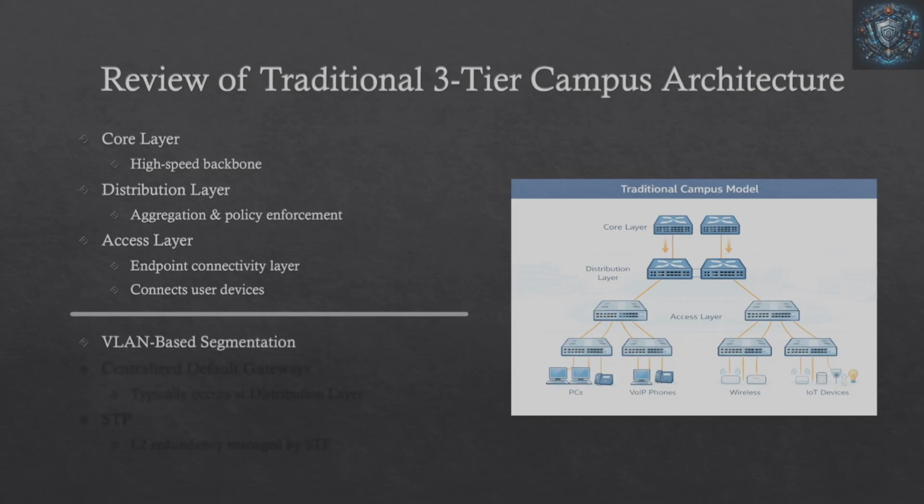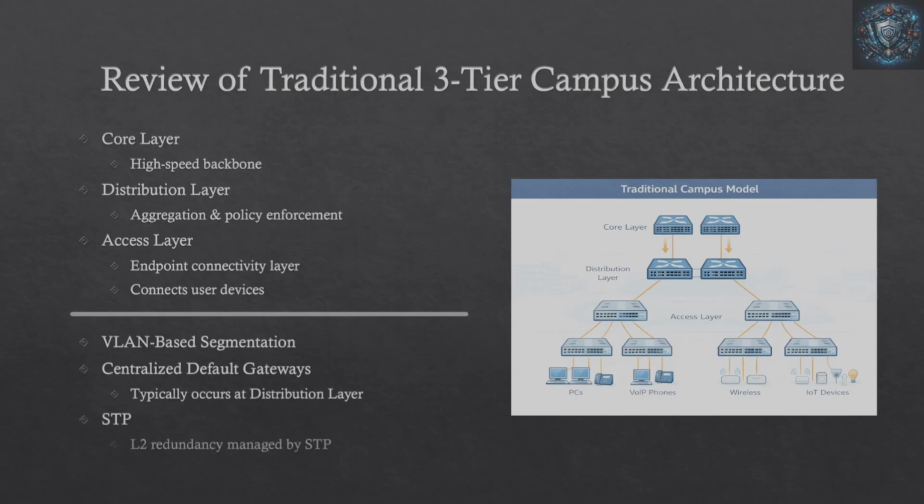Now with a traditional structure here, we have VLAN-based segmentation, which is kind of a security concern because we're only segmenting things based on the VLAN they are placed in. We also have centralized default gateways, which typically occur at the distribution layer, and everything is managed at layer 2 by STP, or Spanning Tree Protocol.